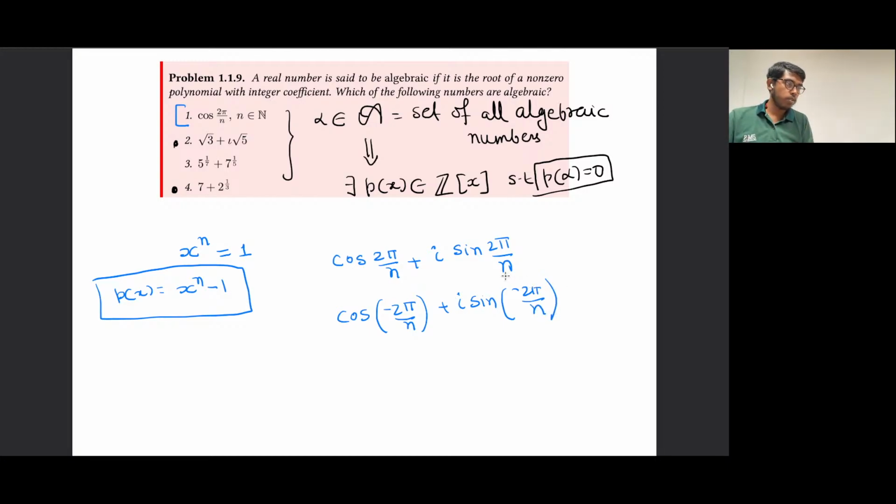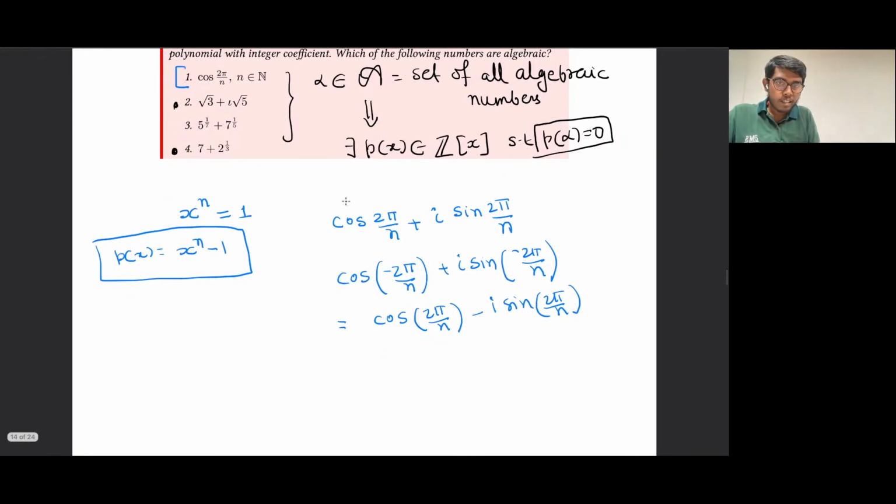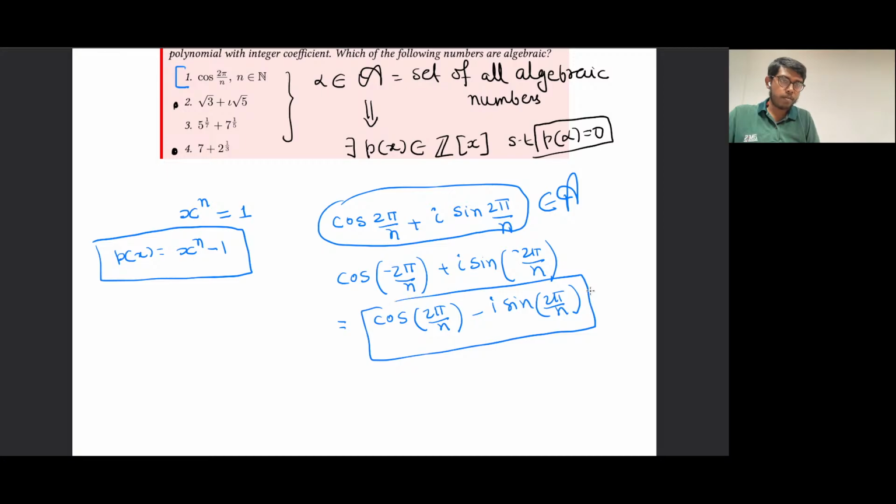Okay. This is also a root. And what is this? This thing is cosine 2 pi by n minus i sine 2 pi by n. So it means that this is an algebraic number, and this is also an algebraic number. So these two are algebraic numbers. Now, if somehow we can show that the sum of two algebraic numbers is algebraic, then we are done.